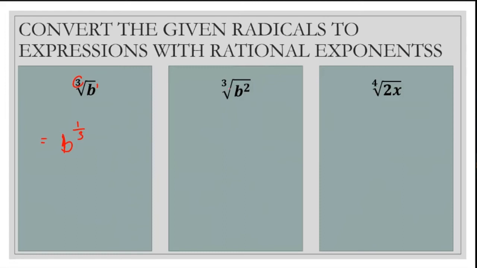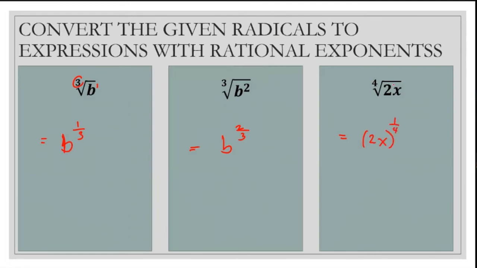On the other hand, if we have the cube root of b squared, again, b will be the numerator of the fraction and over 3. So the answer now will be b raised to 2/3. Now, on the next item, we have the fourth root of 2x. So since it is a fourth root of 2x, you will just have the quantity 2x raised to 1/4.